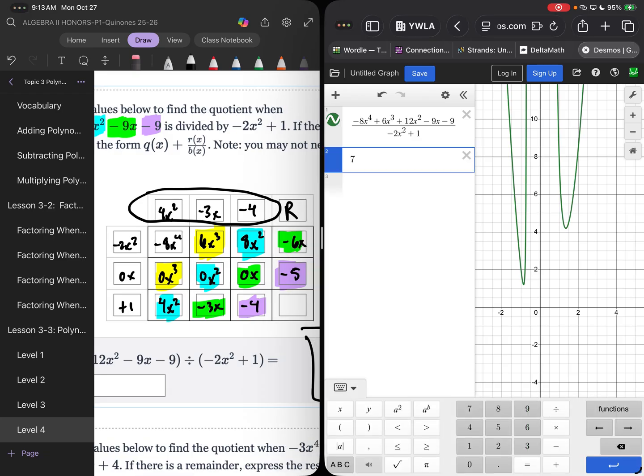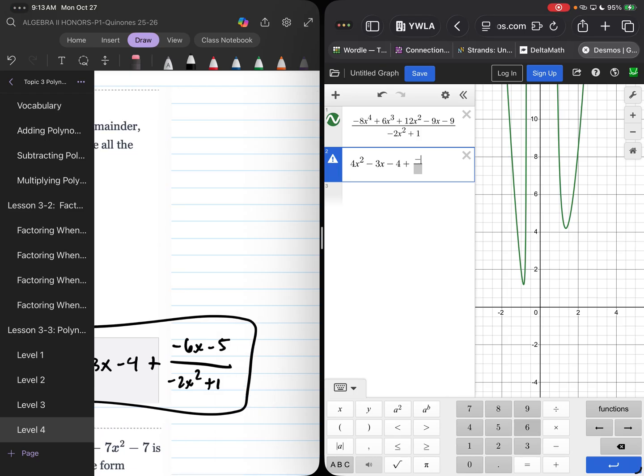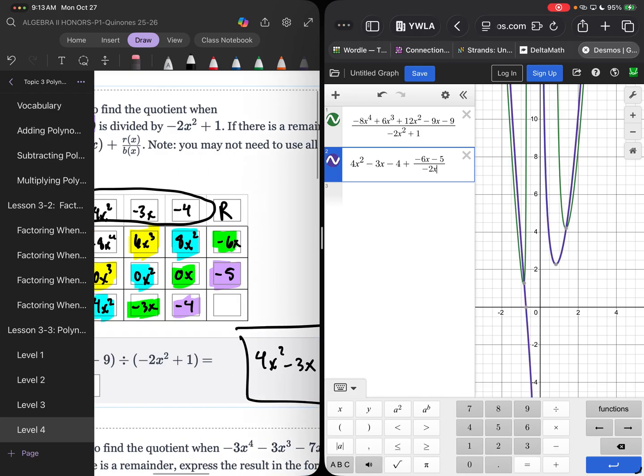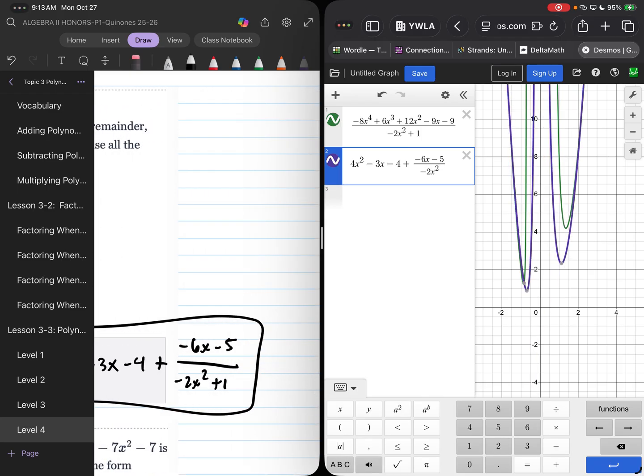They should be right on top of each other, right? 4x squared minus 3x minus 4 plus the division of negative 6x minus 5 divided by negative 2x squared plus 1. Physical evidence that I did everything correctly.